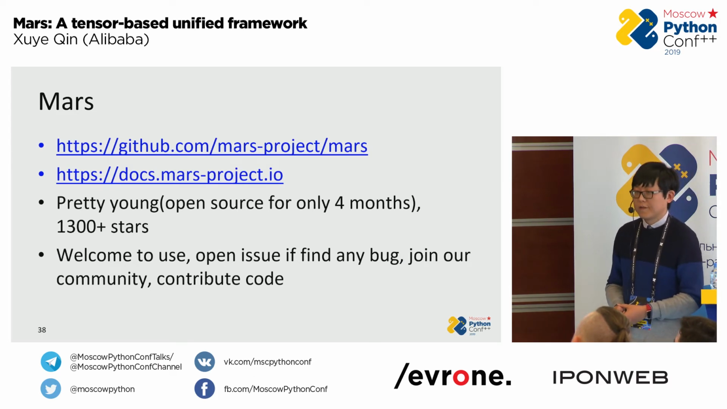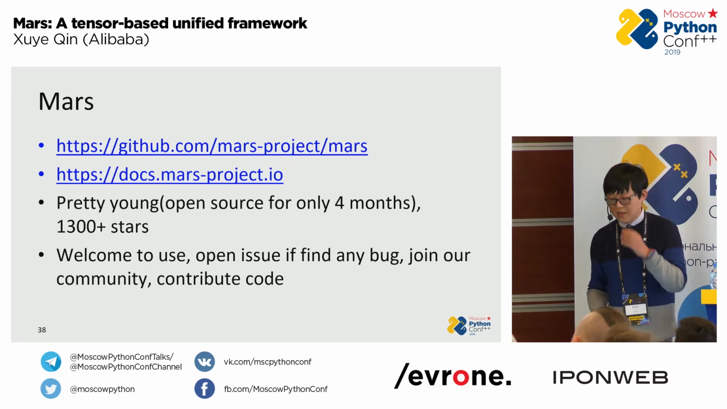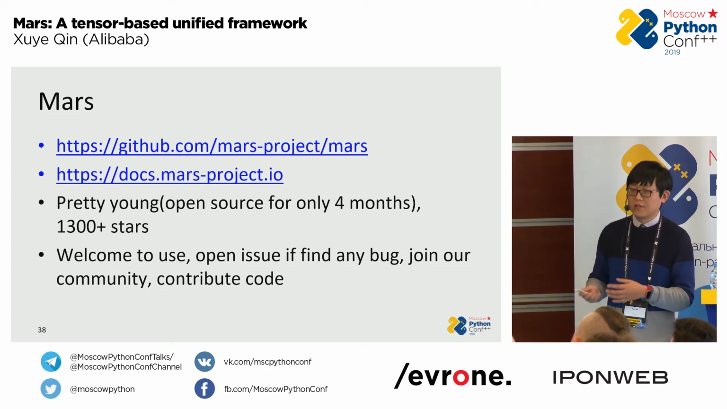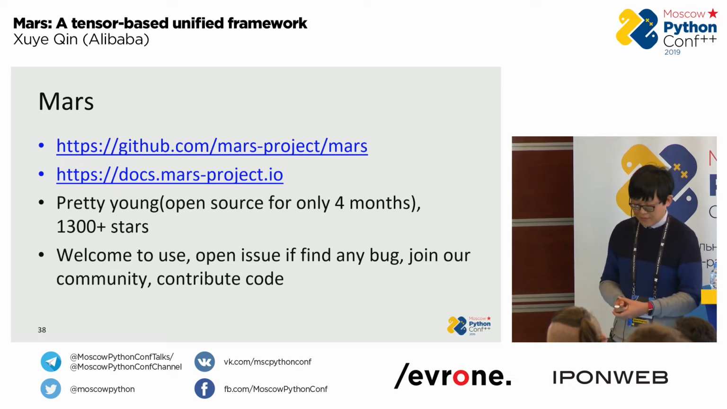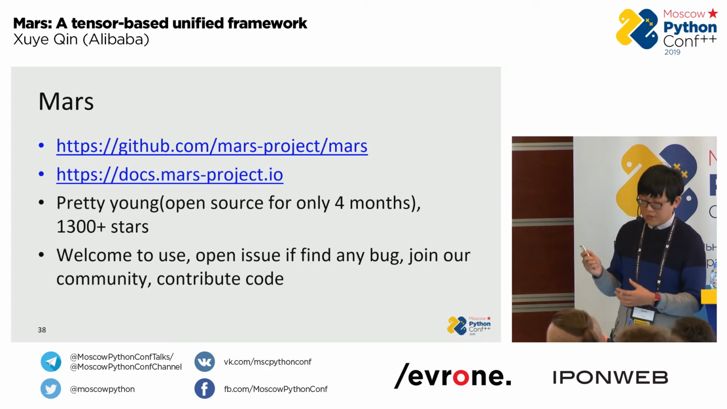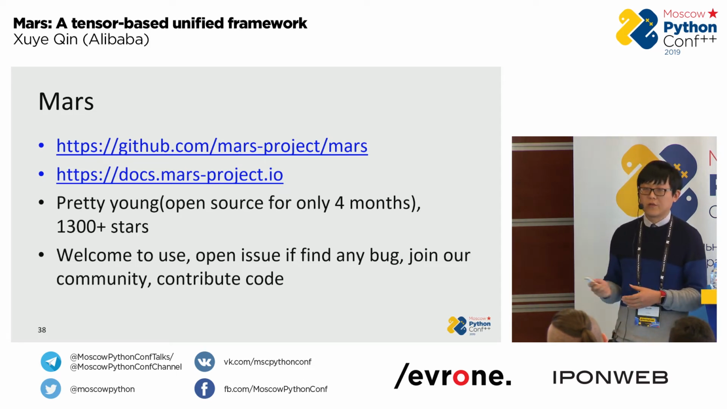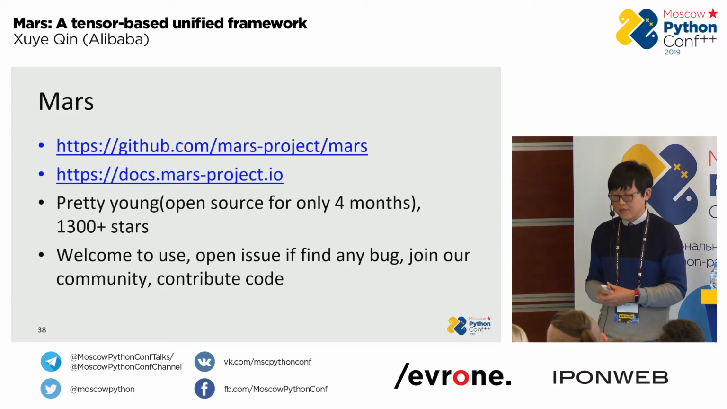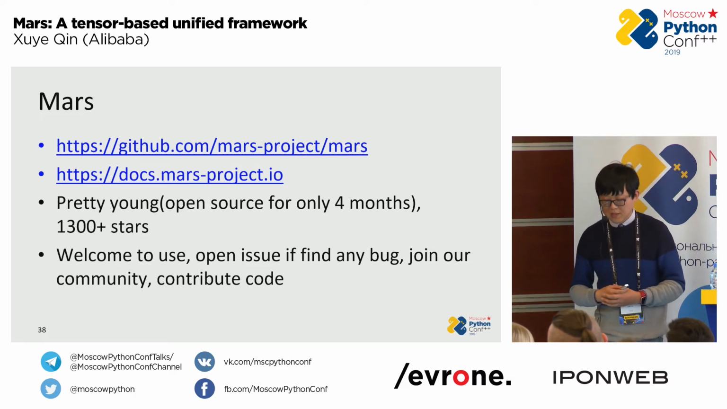So our project is open sourced at github.com/mars-project/Mars. Yeah, our code is completely open sourced, and all our development happens on GitHub, so you can track everything in the GitHub issues and pull requests. The second link is our docs, and our project is pretty young. We have only been open sourced for 4 months, but we have received over 1,300 stars. So if anyone is interested in our project, you're welcome to open an issue if you find any bug, and to join our community and contribute code.